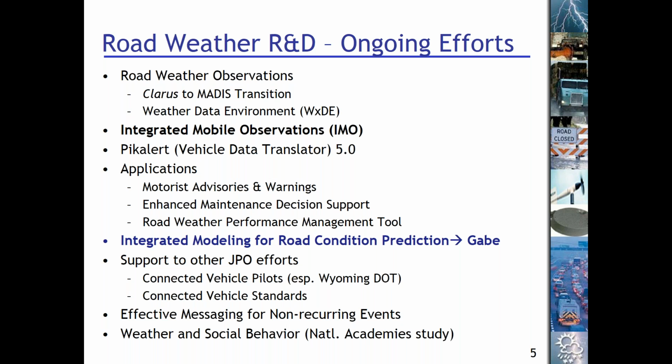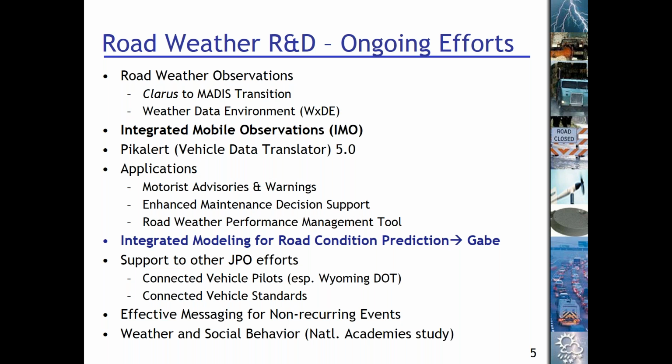We have Pikalert, which is a vehicle data translator. It's software that takes those observations and makes them useful, turns them into segment-based characterizations of weather and road conditions. That product is available, it's completed, and it is posted up on the open source application development portal.